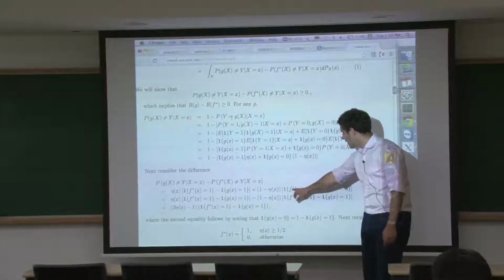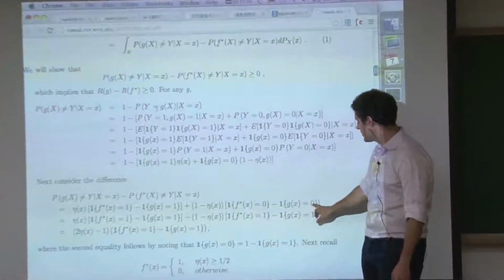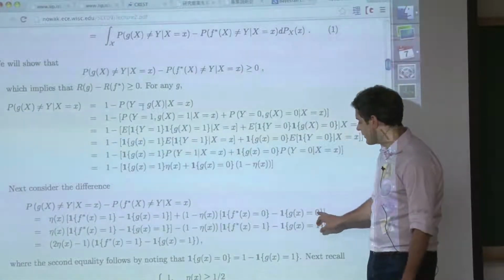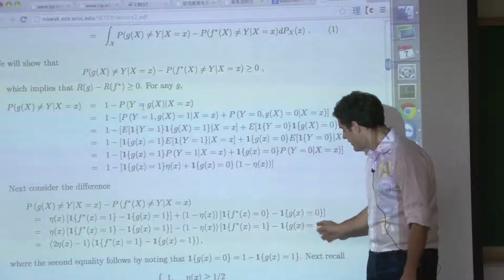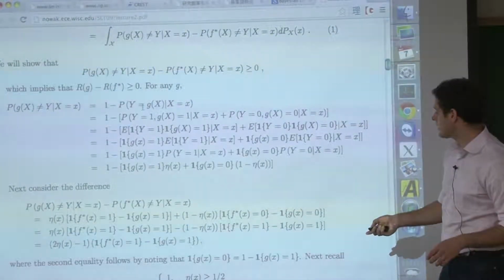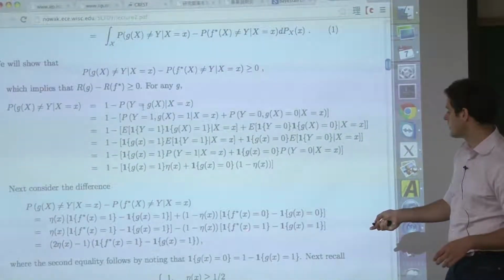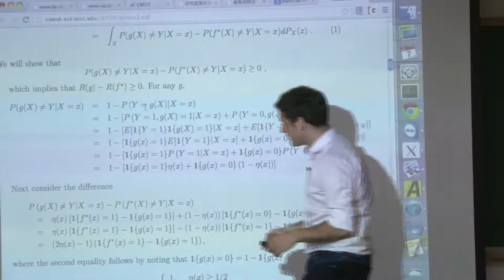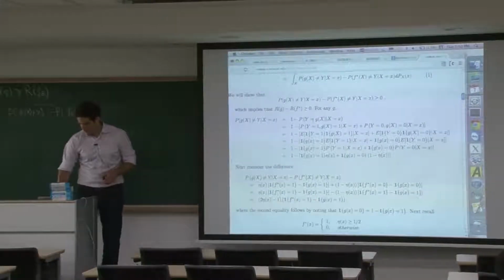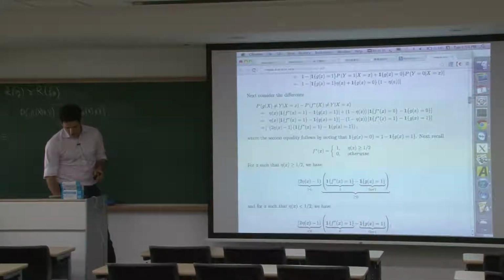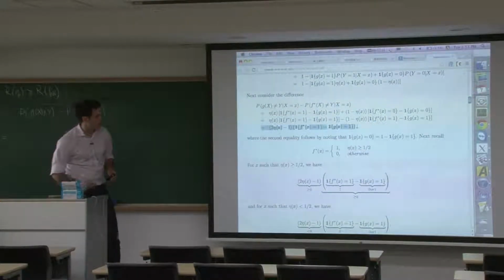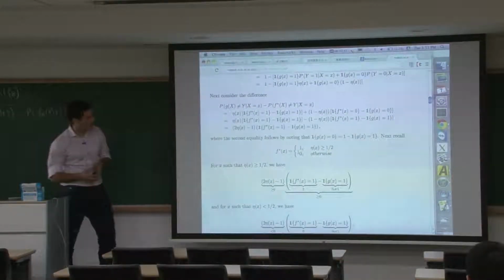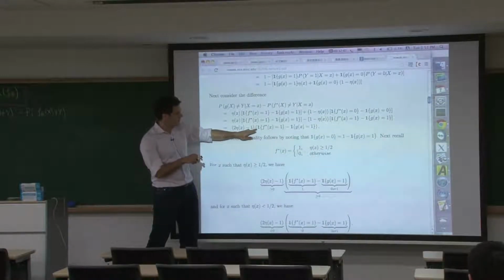okay, let's use it: indicator of g of x equal to 0 is equal to 1 minus indicator of g of x equal to 1. So you can just modify this into only indicator functions which depend on whether g of x and f of x is equal to 1, and here the same thing. And so in the end, this is a bit long, but the expression that you get for the integrand is this. It's 2 times eta of x minus 1 times this difference. Okay.